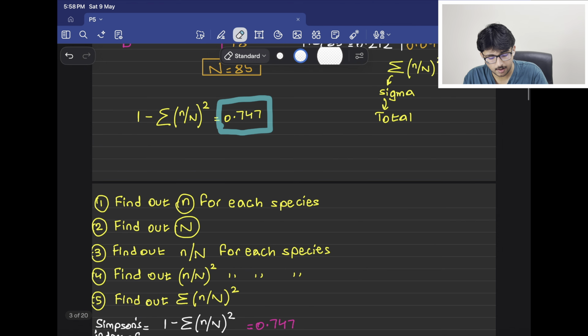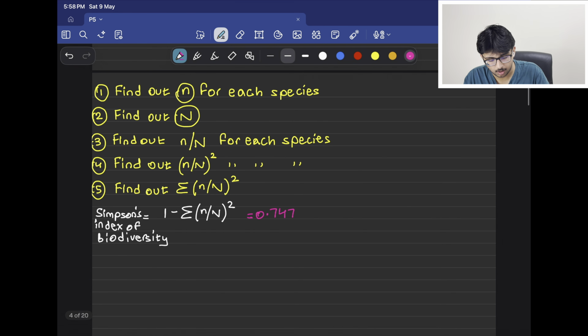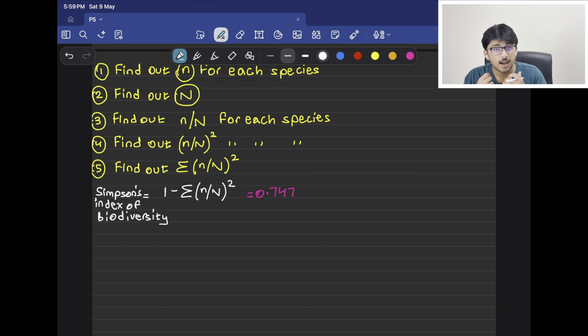Now, what you have to understand here is what is the significance of this value right here. So, when we talk about the results of the Simpson's index of biodiversity, these results are represented by the letter capital D, D for diversity. Now, the Simpson's index of biodiversity values can be less than or equal to 1, and it can be more than or equal to 0.